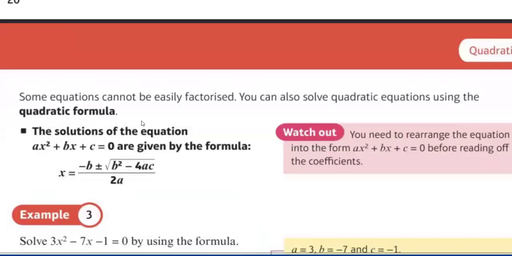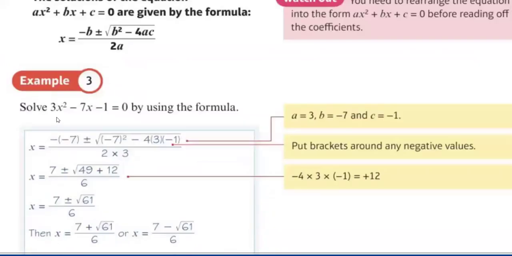Same method we can use. Then using the quadratic formula. If the quadratic equation is ax square plus bx plus c equals 0, then the formula is x equals minus b plus or minus root b square minus 4ac over 2a. In this example, a is 3, b is minus 7, c is minus 1. We have to find a, b, c first.